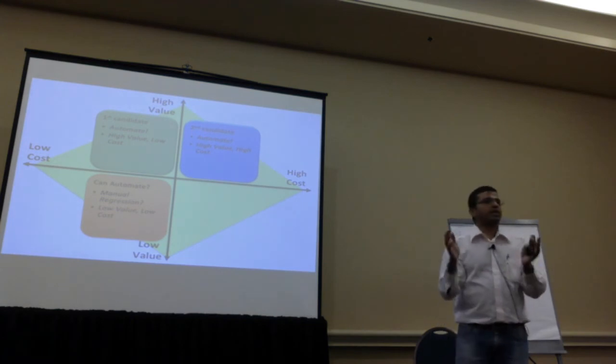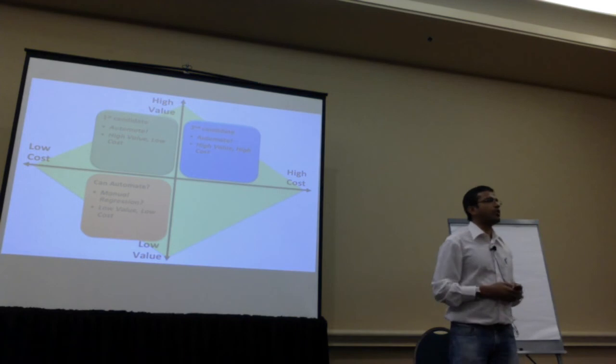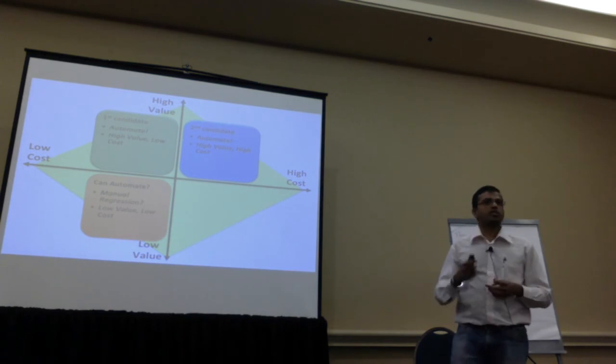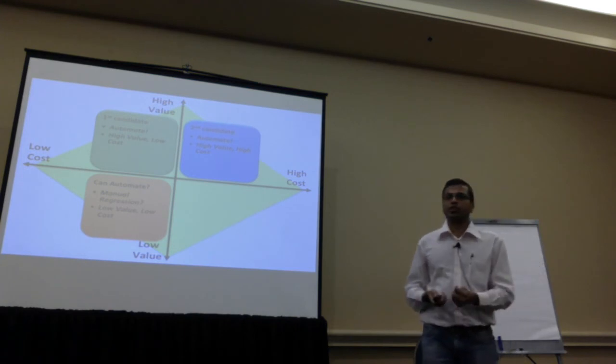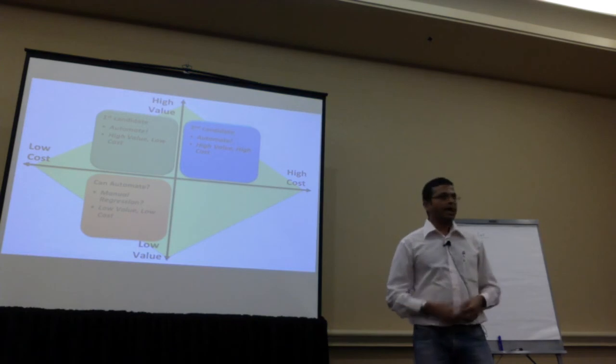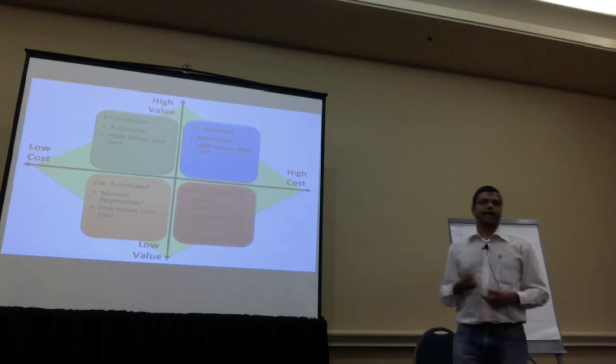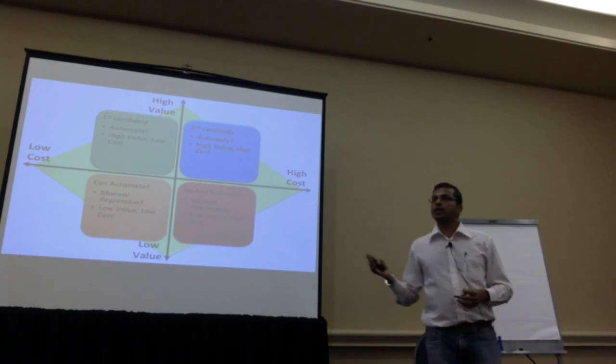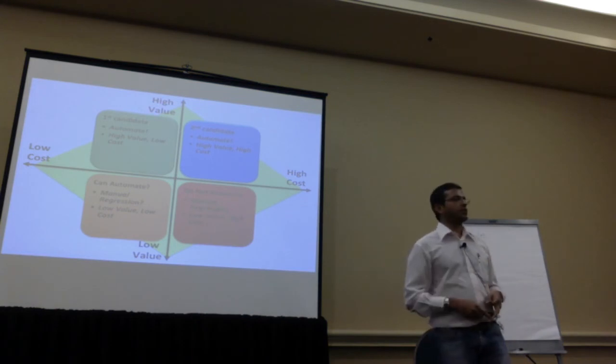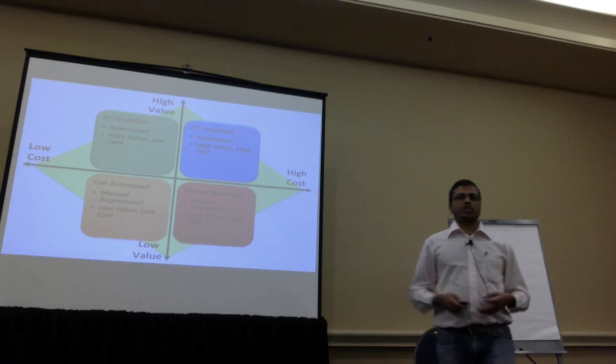It is important, not everything can be or should be automated. Be very conscious about saying this doesn't make sense to be automated, let's keep it as manual. And of course, the fourth one, which has got low value and high cost, I definitely do not want to automate this. I will keep it as manual regression for sure. So we do this cost value mapping.